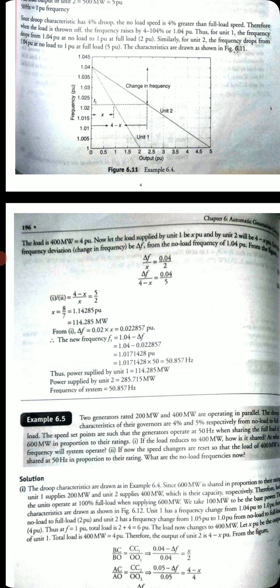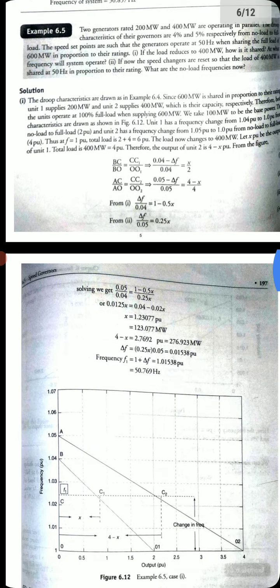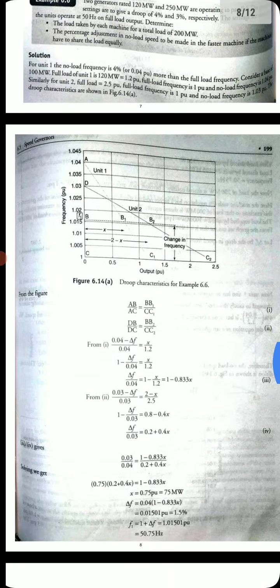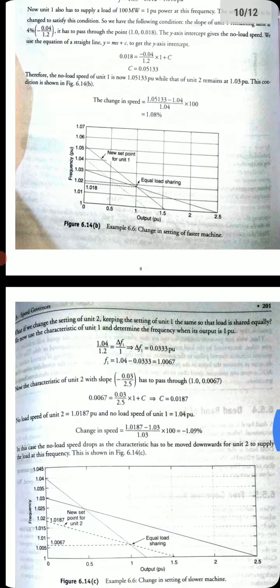So the total power supplied by the first unit is x, that is 114.28 megawatt. The remaining power, that is 400 minus unit 1's power generated, gives you the power supplied by the second unit, that is 285.715, and the system frequency is 50.857. The same type of problems are there, 6.5, 6.6 and all. You can try these on your own.